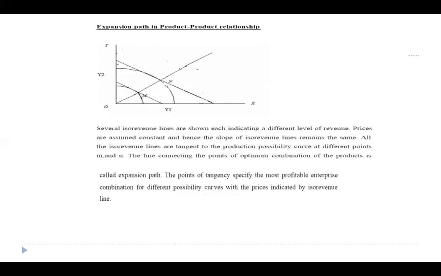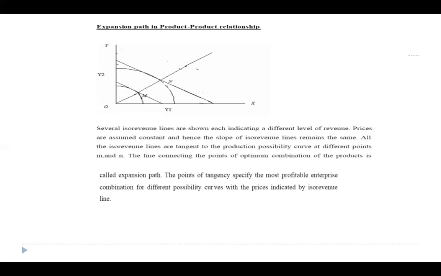Now we continue with the next point related with graphical method, that is expansion path. See this figure, in this figure, production possibility curve intersects the iso revenue line. The point at which the production possibility curve intersects the iso revenue line, from that point the line is connected or passes through. That particular line is called expansion path.